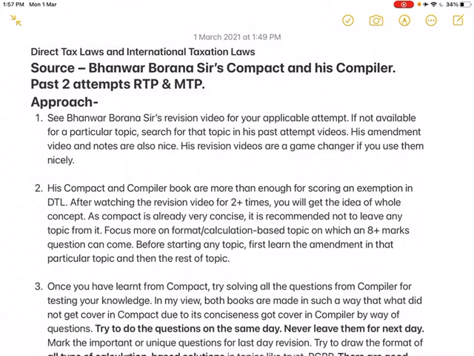Any topic which you do in CA final should have a very good cost benefit ratio. If the cost benefit ratio, the amount of time you dedicate to that topic and the benefit which you might have if the question comes in exam, is very low, then you should just leave that topic. So that's my view on how to score good marks in direct tax laws and international taxation. That is paper 7, I guess.